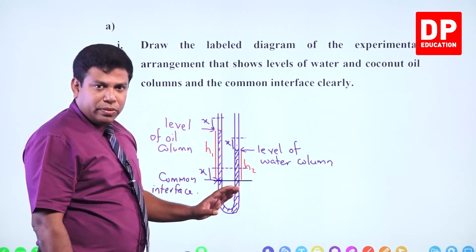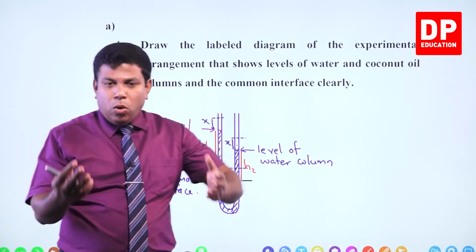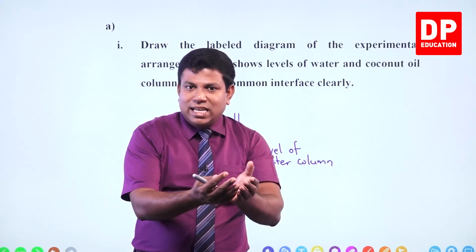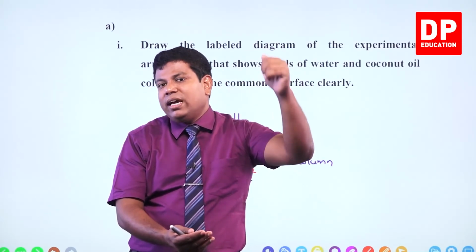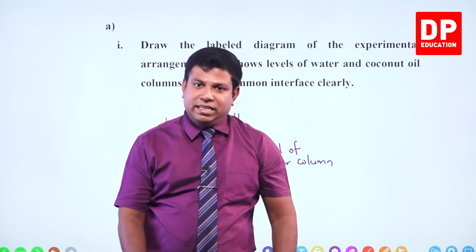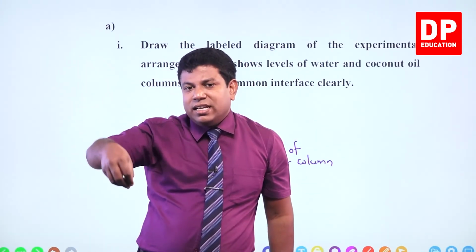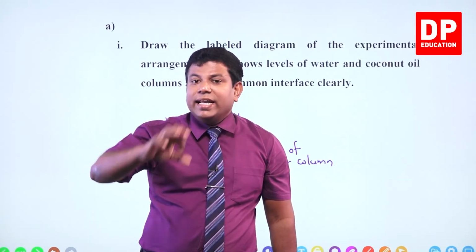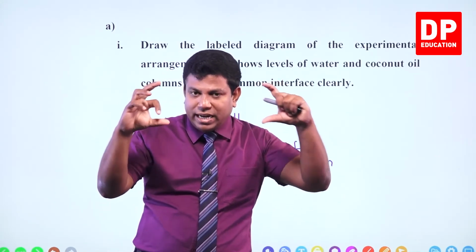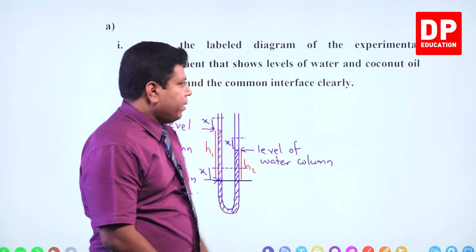So remember, when we are using a more dense liquid and a less dense liquid here, we usually add the less dense liquid again and again to get multiple readings. If you add more of the dense liquid, then the heights will not change. The measurements you get, HL and HW, will not change.